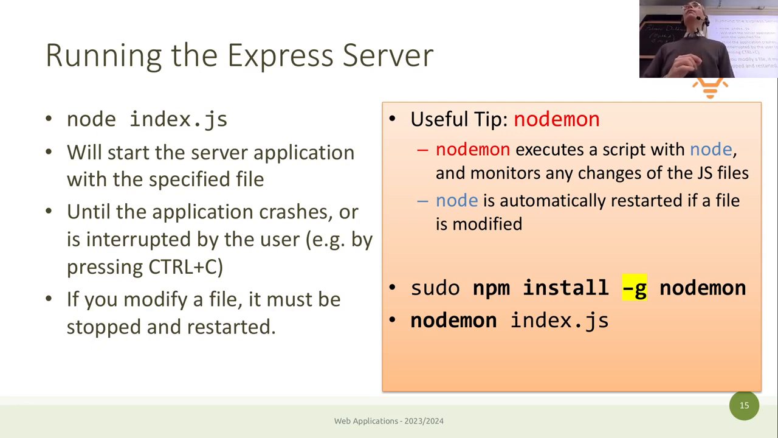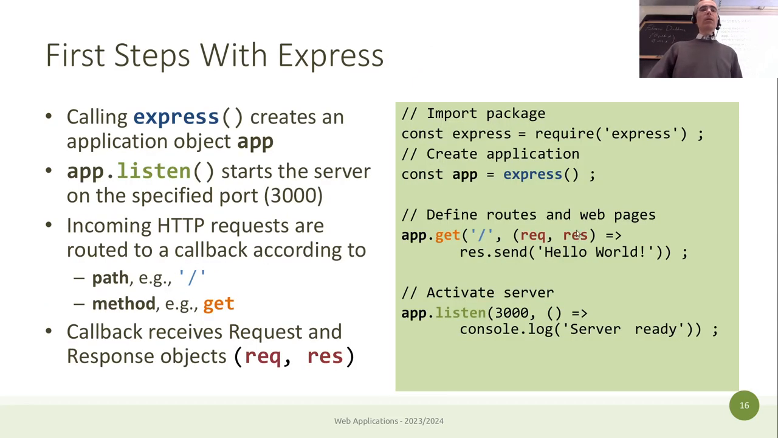Why global? Because it might be useful in many different projects. You can install it locally as well. It doesn't really matter, but you need to specify it for each project, okay? To install it globally, you typically need administrator privilege, okay? In Linux, that's sudo; in Windows it could be something else, okay?